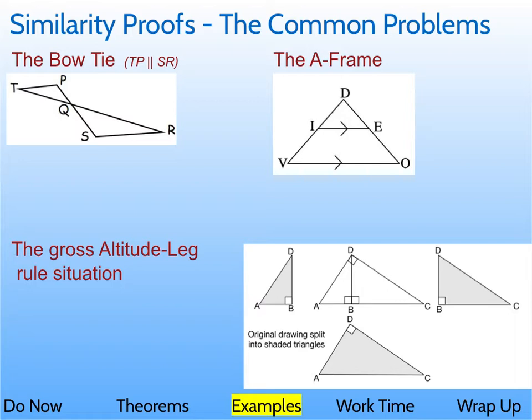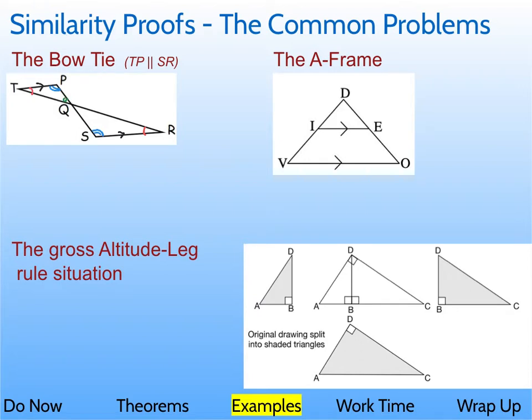But the bow tie is when these two lines are parallel, and that's crucial because without the parallel lines, we're not sure if they're similar or not. So with these parallel, what it means is we know that the alternate interior angles, like angle T and angle R, and angle S and angle P, have to be congruent to each other. So right off the bat, these two triangles are similar.